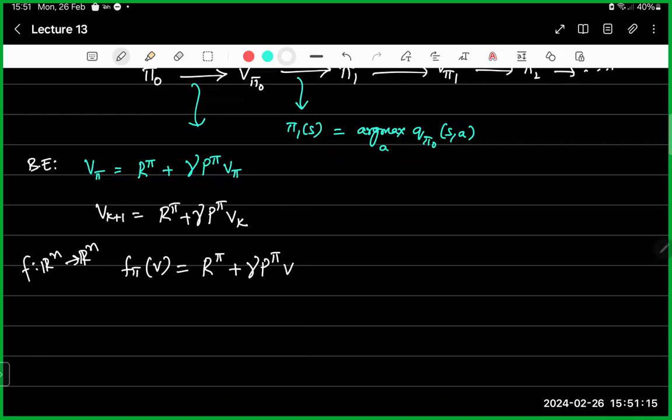In the last class we already showed that this iteration will converge because it's a contraction mapping. But we also want to understand how many times you have to repeat this equation iteratively so that V k plus 1 is close to V pi. We want it to converge to V pi, right? So for what k will it converge to V pi, or how many iterations do we need? That's what we'll try to understand in this class.